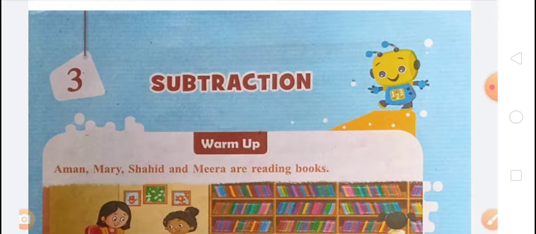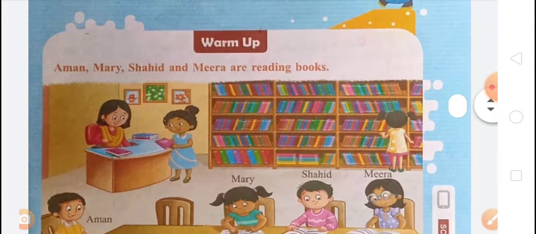Today we have to learn about the topic subtraction, that is exercise 3. You can see here that in subtraction there are two numbers, one smaller and one greater. We have to subtract, that is, cross out the smaller number from the bigger number. So let's start with the example given here.